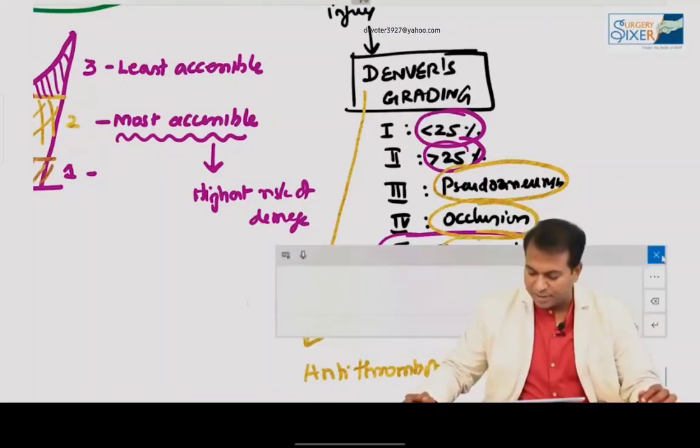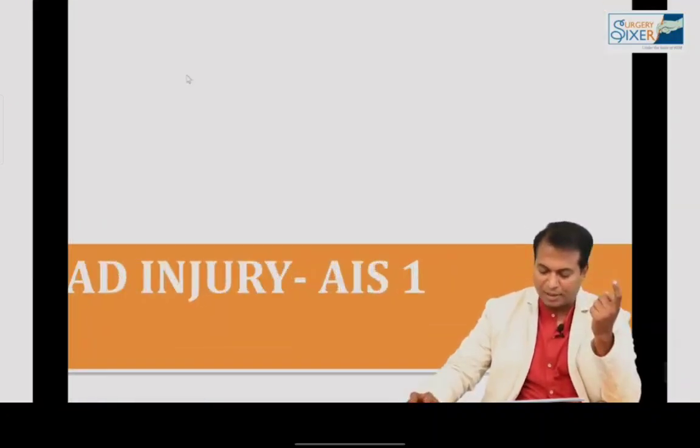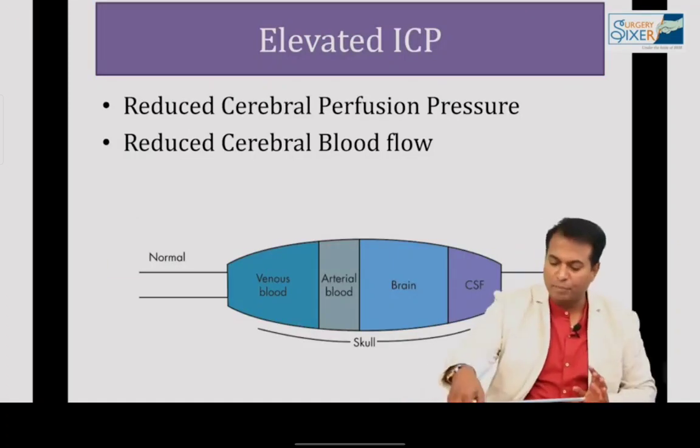So in this chapter we have discussed 3 systems: AIS 1, 2, 3. I have discussed head injury, face injury, and neck injury. Let me show you the images. I have put all the 3 points in your workbook, so you can follow the workbook.